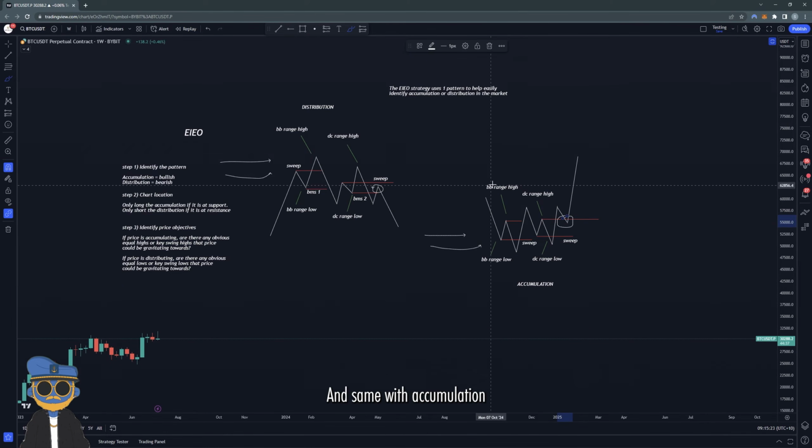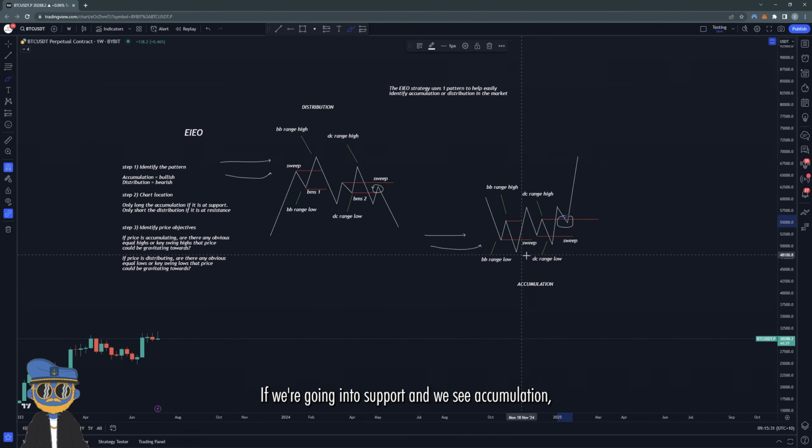And same with accumulation. So if we're leading into support and we start to see distribution, that's not the time to be trading the pattern. If we're going into support and we see accumulation, something like this, then that's the time to be taking the pattern. Okay, the next step is to look for objectives.